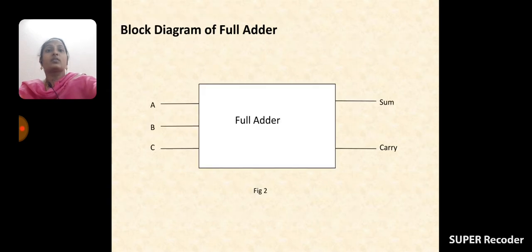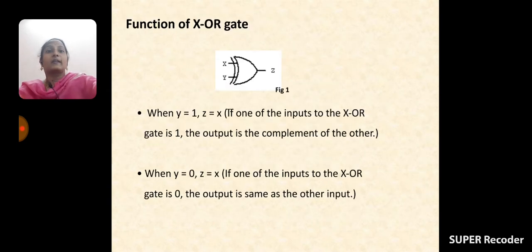we would like to revise the block diagram of the full adder and the XOR gate. Why? Because with the help of the exclusive OR gate and full adder only, the 2's complement adder and subtractor can be designed. Okay, so there is a need to revise the exclusive OR gate and full adder once.